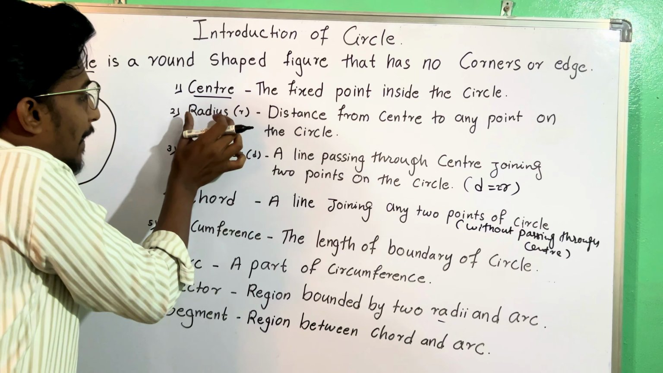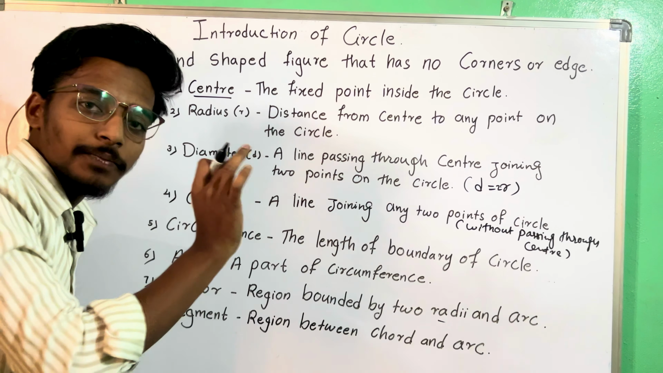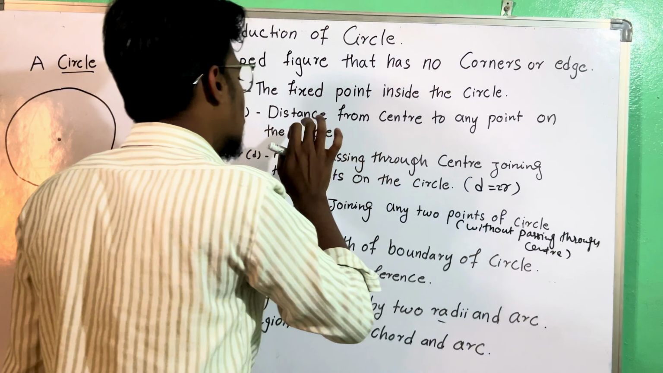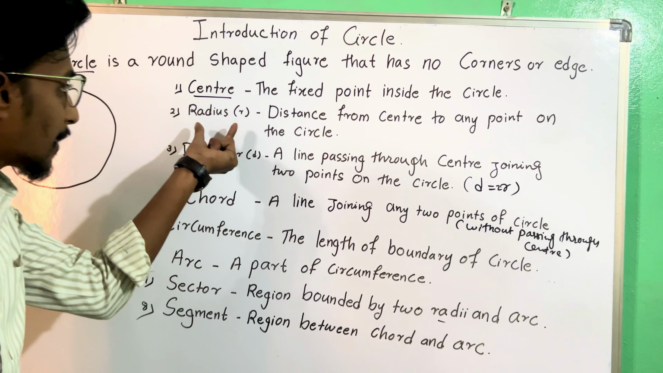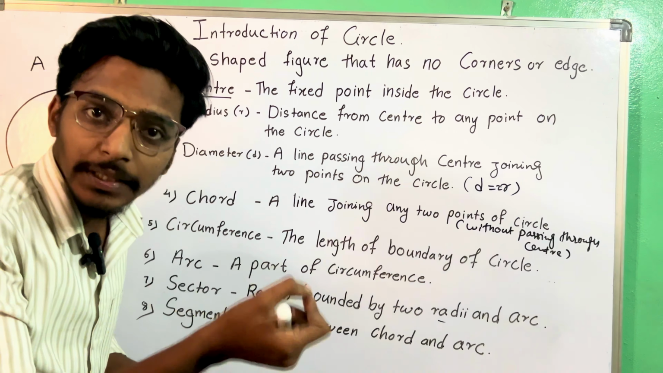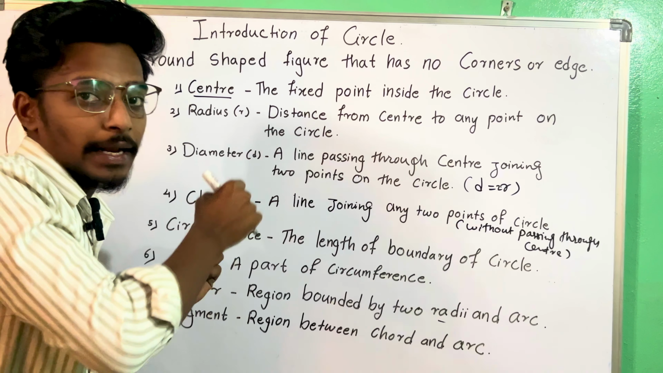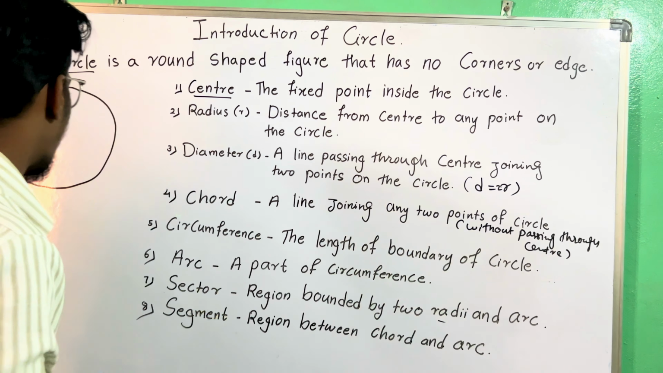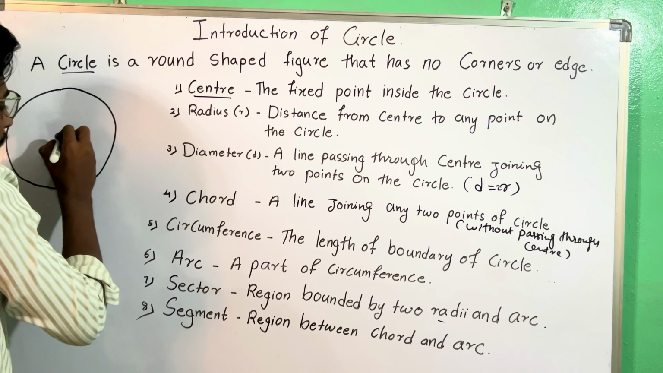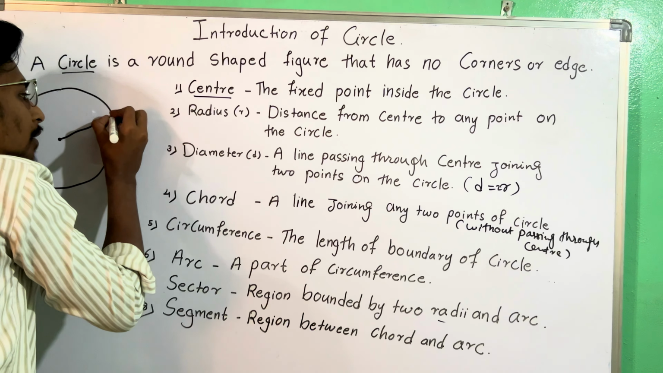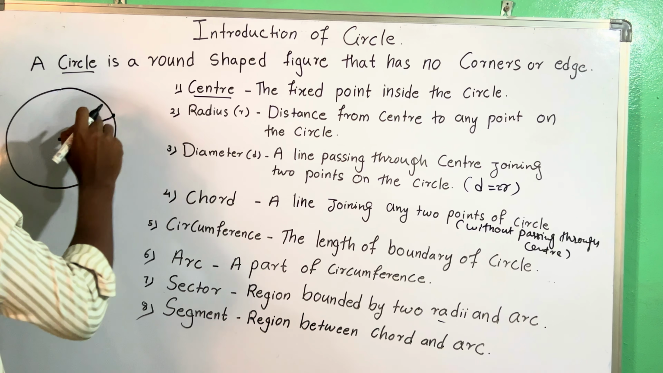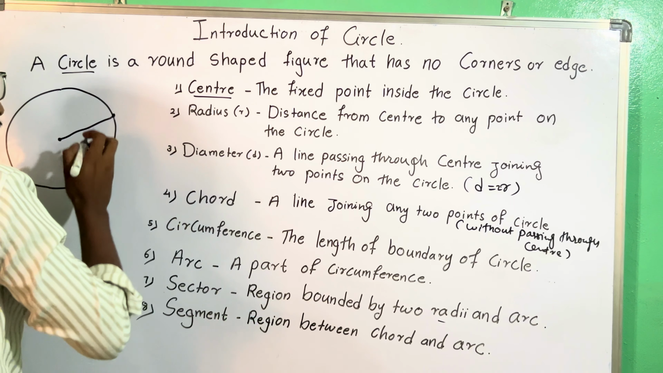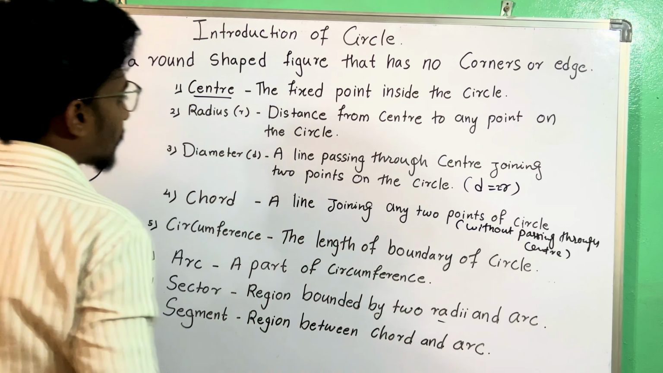The second term is radius and it is represented by small r. Distance from center to any point on the circle. What is this radius? Radius is the distance. Which type of distance? We start from the center and end on the circle. Such kind of distance is called our radius. You can see this is a center and this is a point on a circle. This much distance is called our radius and it is represented by small r.